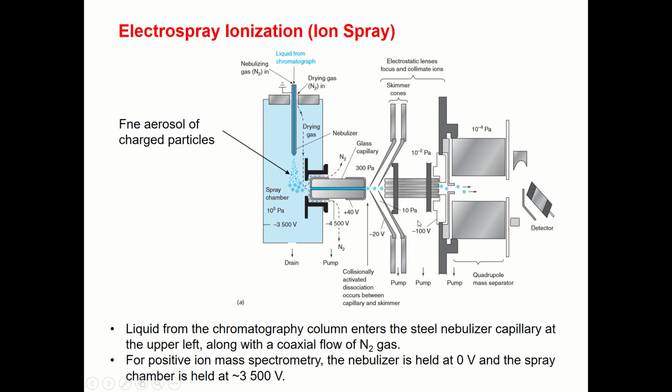Okay, this is actually quite complicated. So the LC-MS instrument is very, very expensive. Liquid from the chromatography column enters the steel nebulizer capillary here at the upper left, along with a coaxial flow of nitrogen gas. It is important that you also flow this dry nitrogen gas. For positive ion mass spectrometry, the nebulizer is held at 0 volts and the spray chamber is held at minus 3500 volts. For creating negative ions, this potential is reversed. Here, this chamber is grounded, and the nebulizer is set to negative 3500 volts.